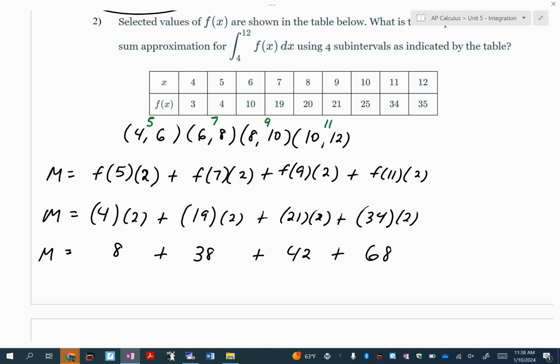Oh, you did this one? My brain went to that one first. Nice. So you did 68 and 42. That's going to be 110. 110 plus 46 is 156.